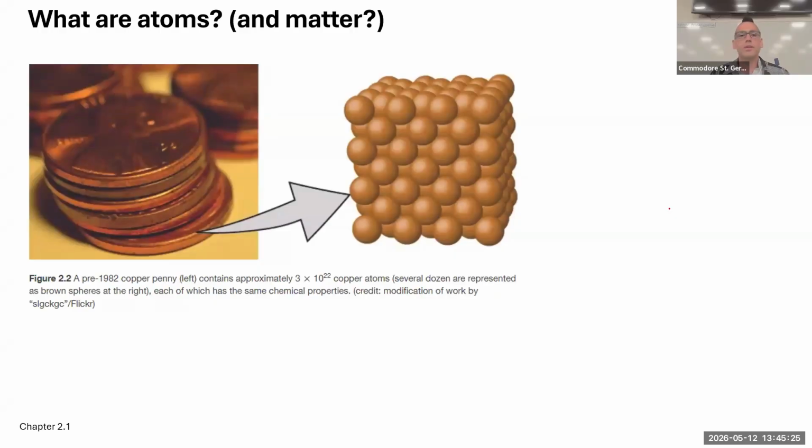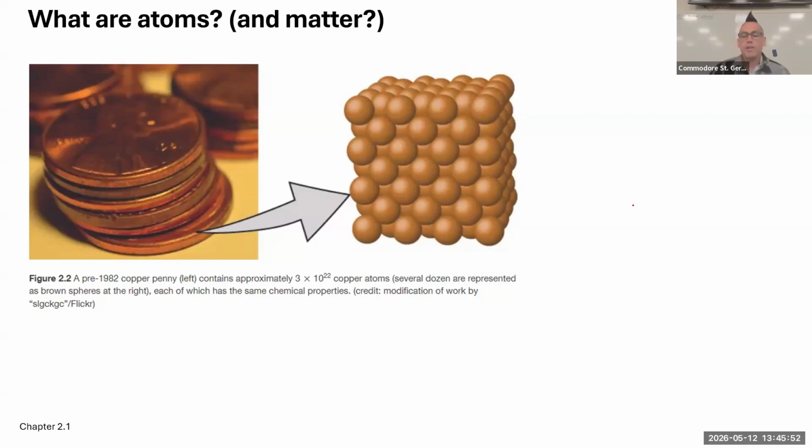What are atoms and what is matter? Well, atoms are the smallest unit of matter. What does that even mean? Let's take a penny. A penny is made up of copper. Copper is an element that's found throughout the universe, and it is on the periodic table. If you break it down to the smallest piece, it's an atom.